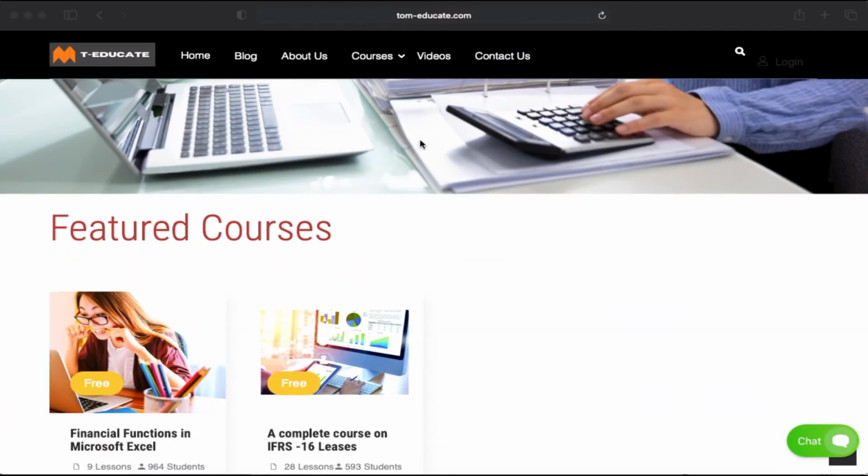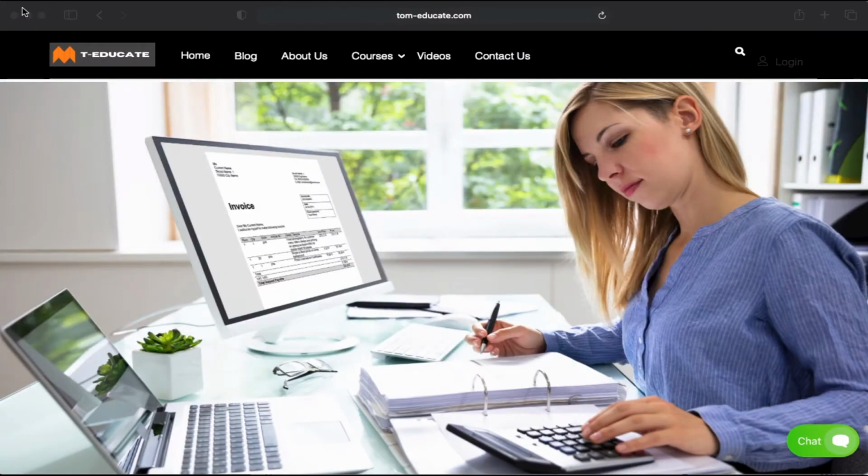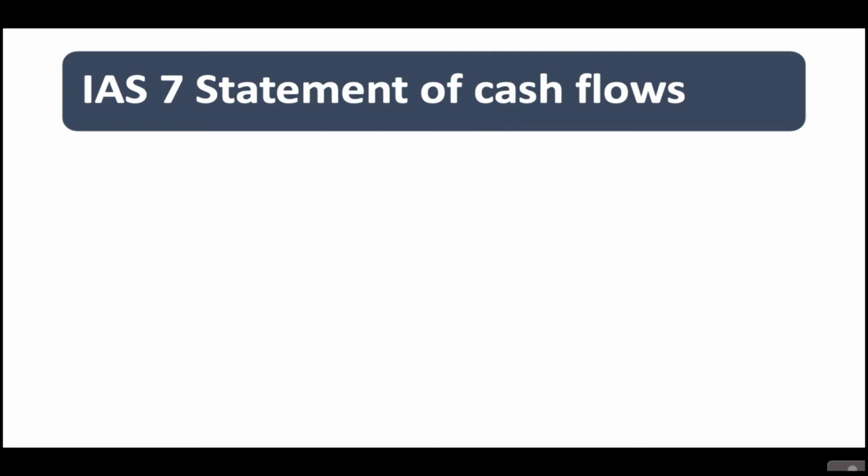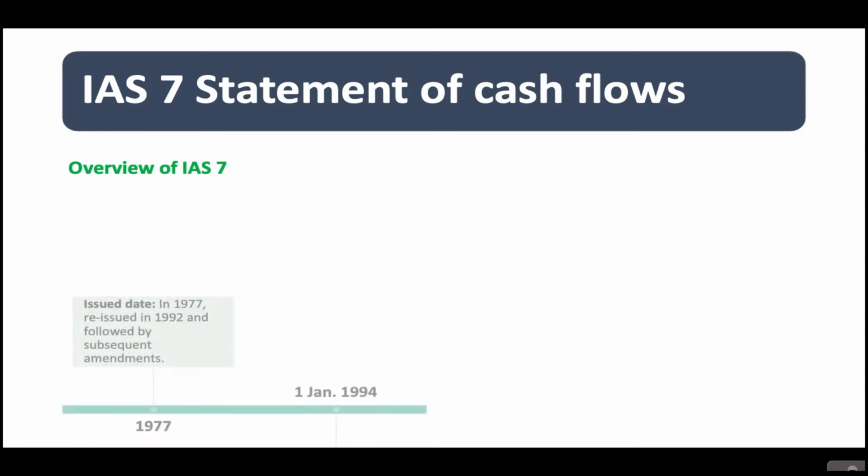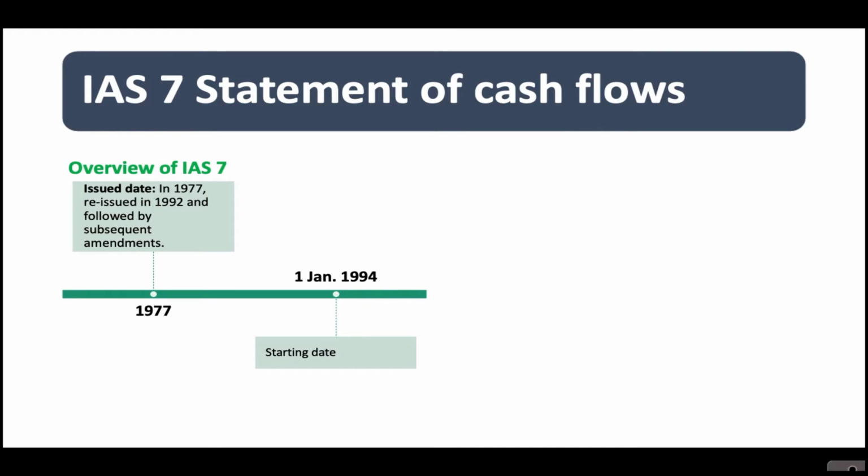Okay, let's see the overview of International Accounting Standard 7, cash flow statements. The cash flow statements was issued in 1977 by the International Accounting Standards Board and reissued in 1992, then followed by amendments. The effective date of this standard was 1st of January 1994.